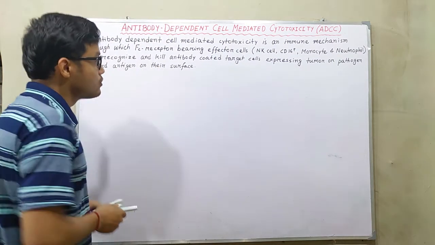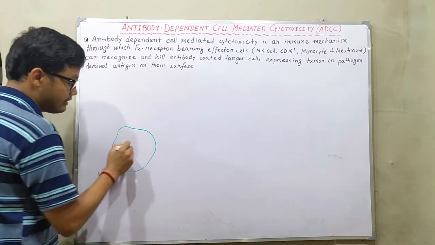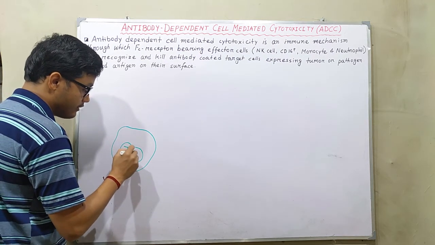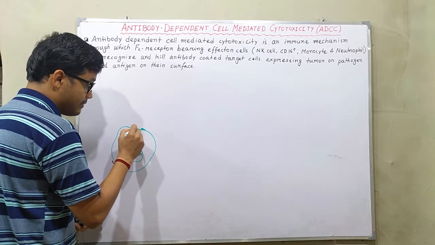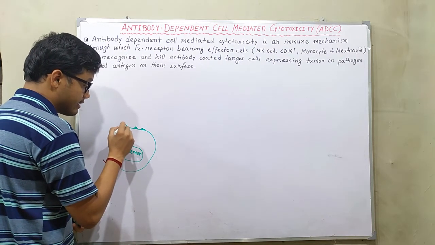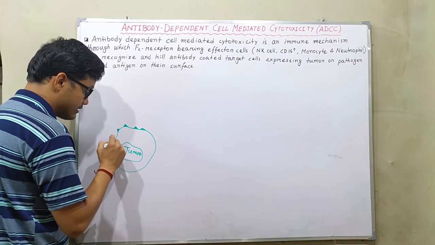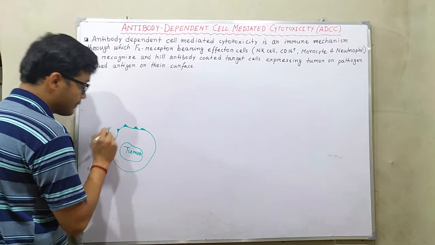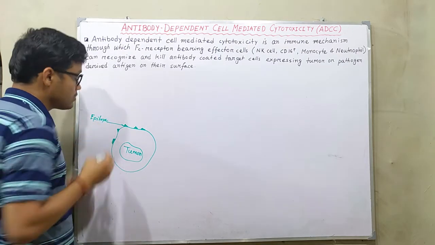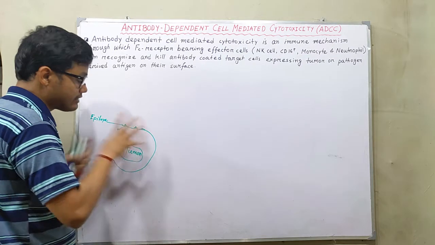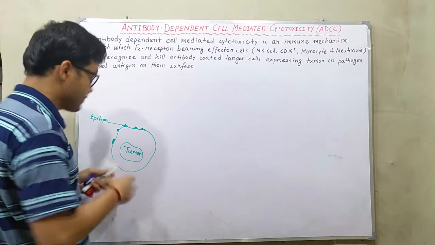Firstly, whenever a cell gets infected, if I draw this cell here, this is the infected cell or tumor cell. These tumor cells exhibit some kinds of epitopes on their surface. These epitopes are exhibited by these tumor cells, and these are known as tumor antigens. So whenever a cell gets infected, it expresses some epitopes on its surface or plasma membrane.